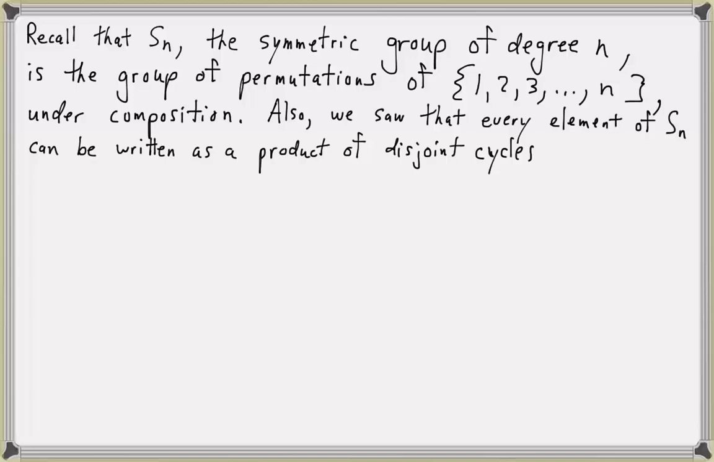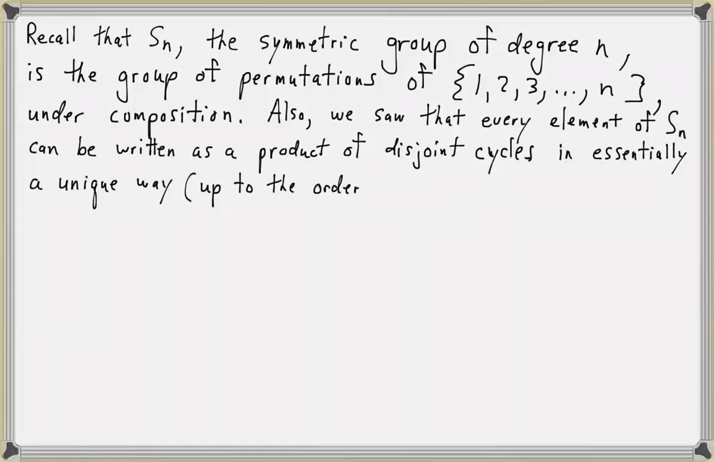Recall that two cycles are disjoint if they have no integers in common. Recall that disjoint cycles commute. You can switch the order of disjoint cycles. Moreover, this product of disjoint cycles is essentially unique. So we demonstrated that it's unique up to the order of the disjoint cycles. Since disjoint cycles commute, it doesn't matter which order the product is written.